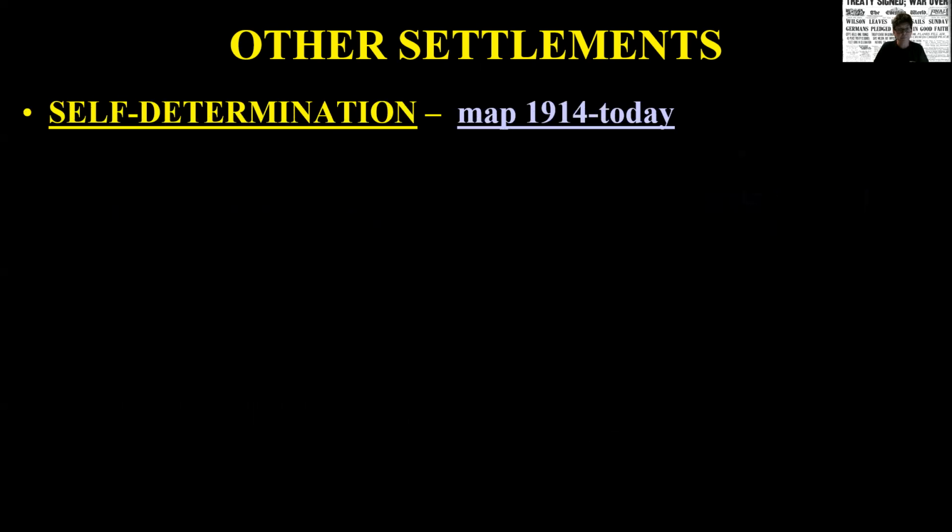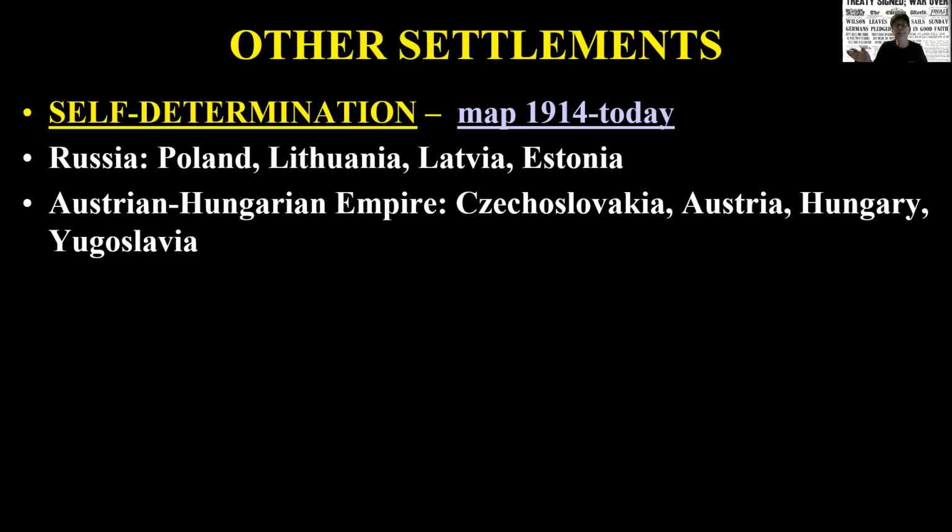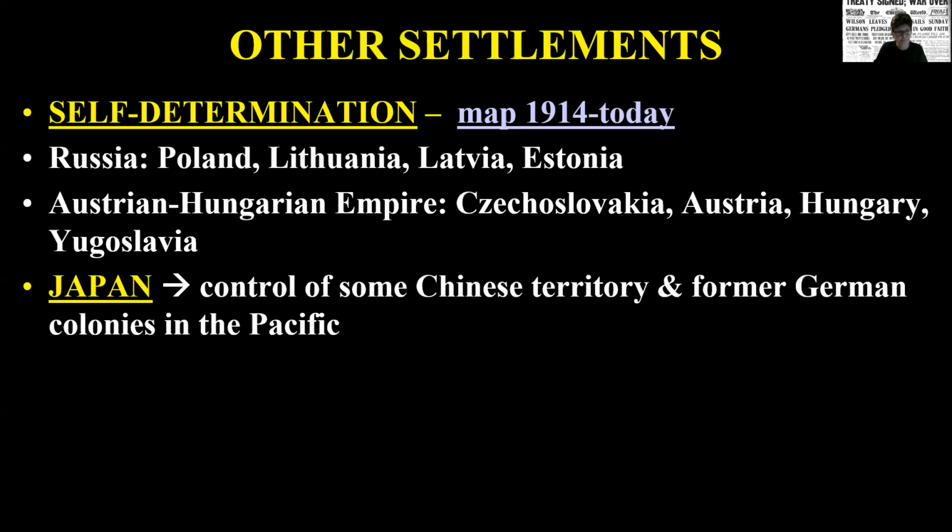So other settlements that came out of the Treaty of Versailles. So there is self-determination. Russia is going to lose Poland, Lithuania, Latvia, and Estonia. You're going to get those, all right? The beginning of the Cold War, Russia's going to take them back. The Austro-Hungarian Empire is going to lose what becomes a fake country called Czechoslovakia, Austria, Hungary, and Yugoslavia, another fake country created by the Versailles Treaty.